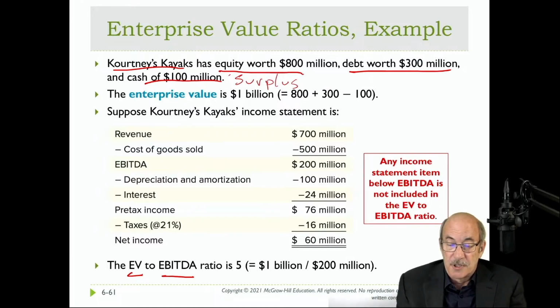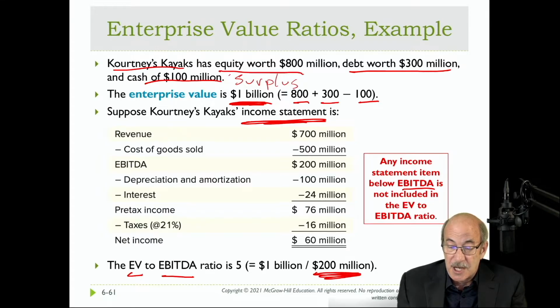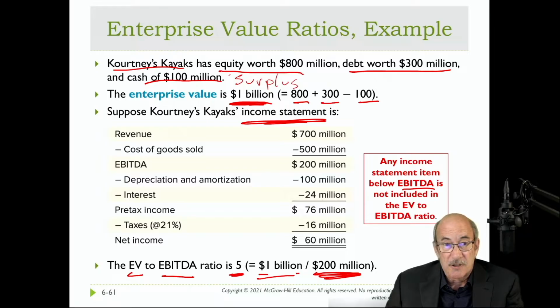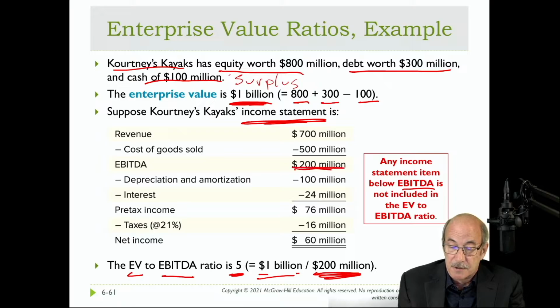So then we're going to jump over. So we've got 1 billion in EV, enterprise value. That's 800 plus the 300 minus the 100. Then we're going to jump over to the income statement, and we're going to go down here and calculate an EBITDA, and we end up with a 200 million EBITDA, and we take the 1 billion over 200 million, and we end up with an EV to EBITDA of 5 for that particular firm. So, and by the way, here's our EBITDA.